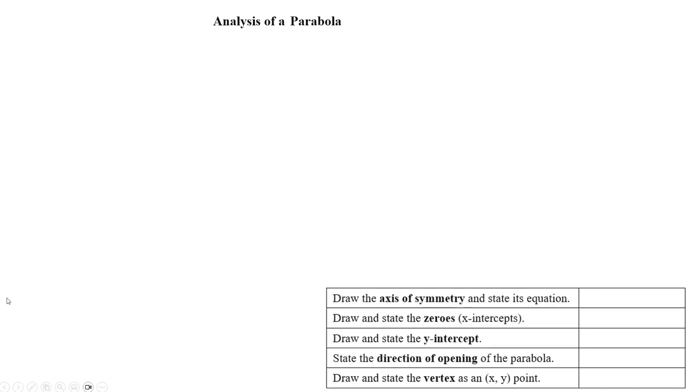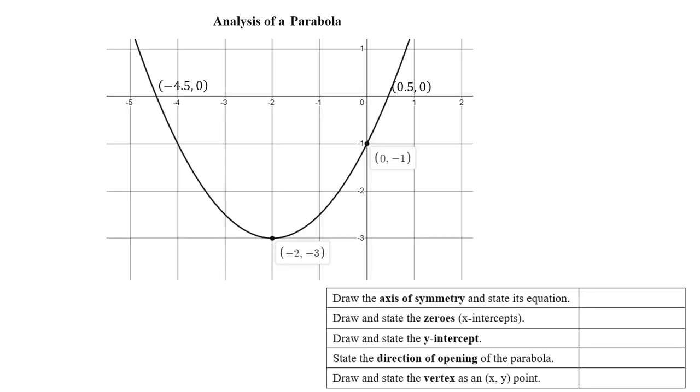Here we've got an analysis of a parabola. So this is the graph that we're given, and we're asked to draw the axis of symmetry and state its equation. Well, the axis of symmetry goes right through the vertex, halfway between the two x-intercepts. So its equation is x equals negative 2.